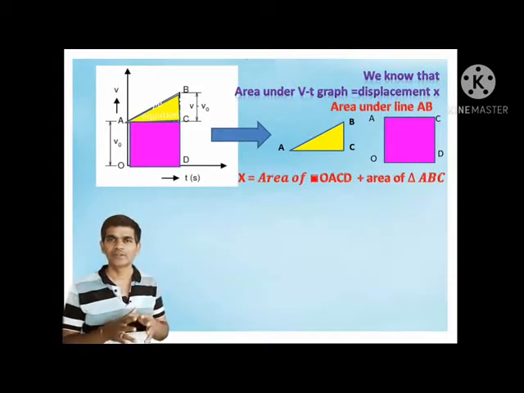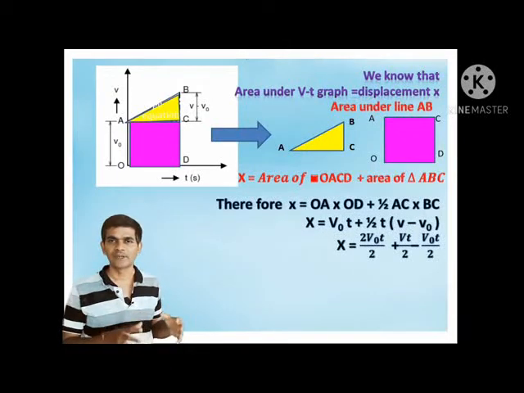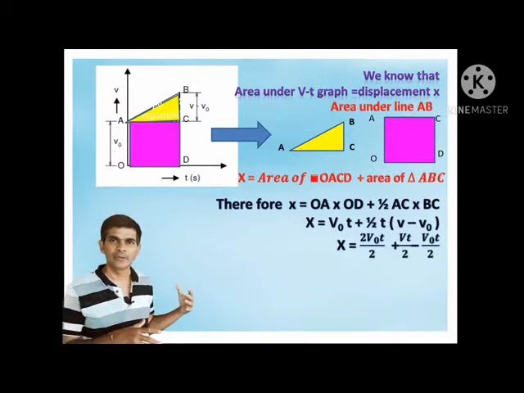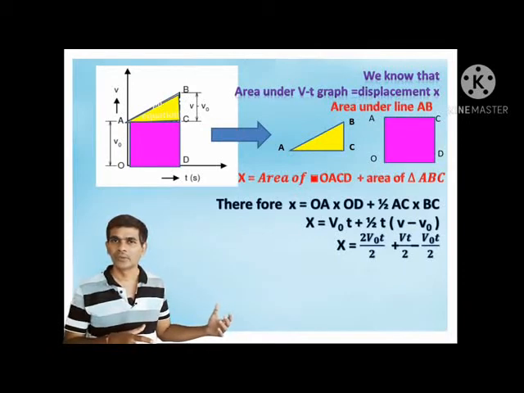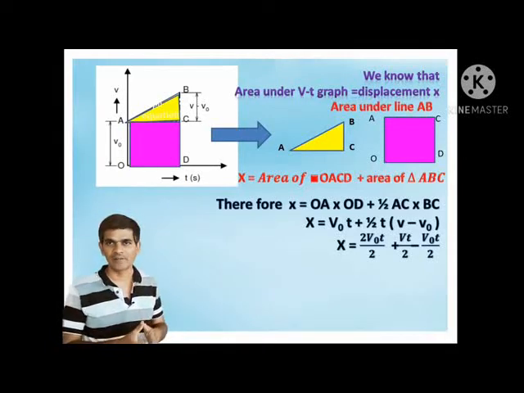Let us find this area. Again the displacement x is equal to OA into OD plus half into AC into BC. That is, OA, which is v0, into t, plus half into t into v minus v0, and that is equation 1. It is the same as in the previous derivation.